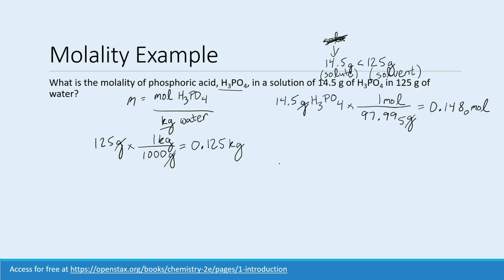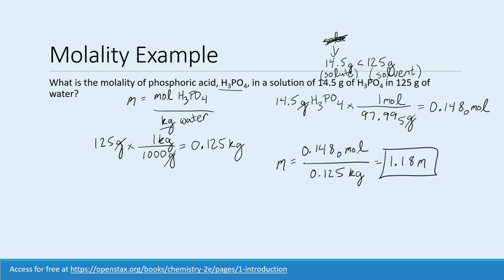We can simply divide those out, and so molality is going to be 0.1480 moles per 0.125 kilograms, and we need to round to 3 sig figs, and so that gives us 1.18 molal concentration, and so we use a lowercase m to represent the units for that.